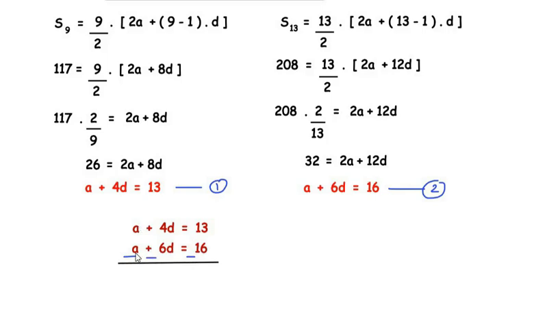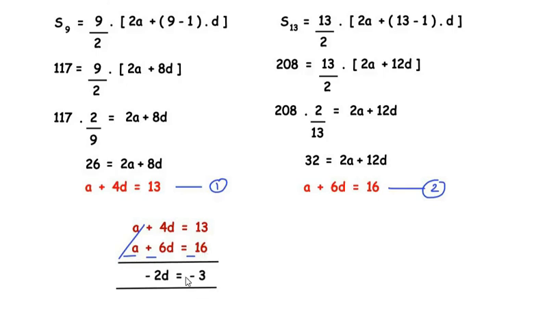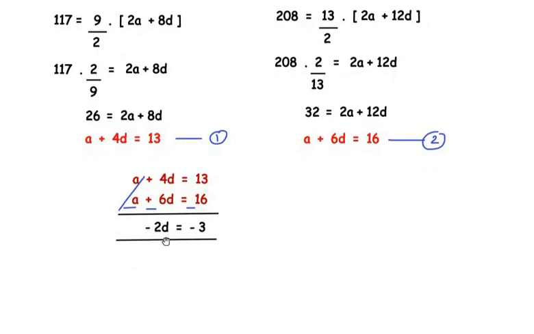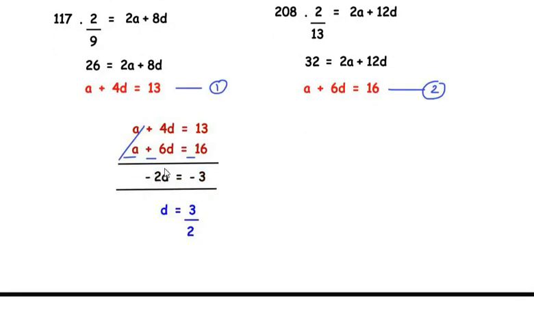So plus a and minus a will add up to give us 0. And plus 4d and minus 6d is going to give us minus 2d, and 13 minus 16 is going to give us negative 3. So this is going to give us the common difference d as negative 3 divided by negative 2. The negative signs will cancel out each other, giving us 3 over 2 or 1.5.